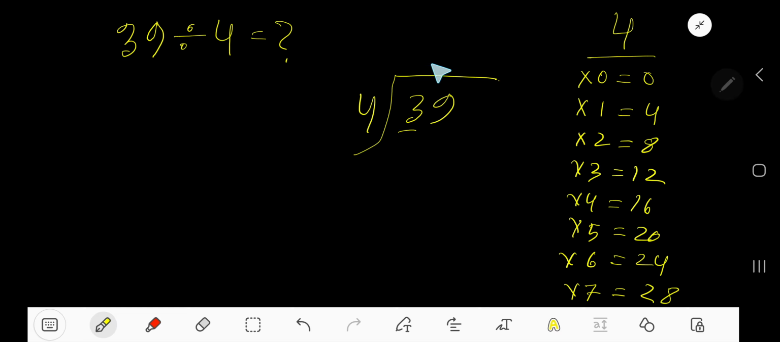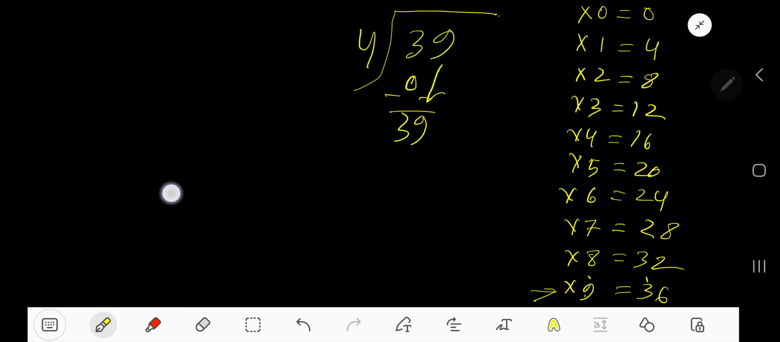4 goes into 3 how many times? 0 times, as 3 is less than 4, so 0 times 4, 0. Subtract, 3. Bring down this digit, 9. 39.